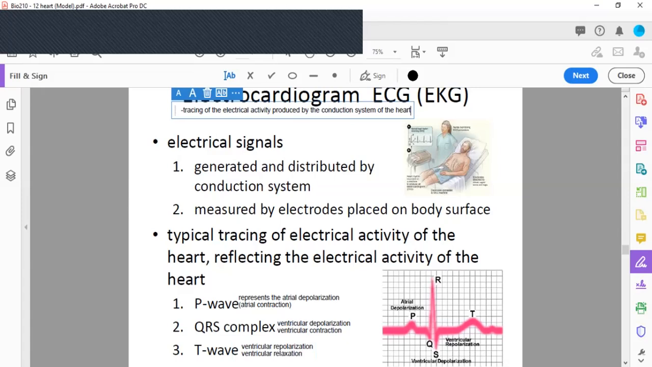So let's go to EKG once again. It is a tracing of the electrical activity produced by the conduction system of the heart. What that means is that the electrodes are placed on the body and they collect all these signals produced by the conduction system of the heart, and they transmit the signals back into the machine, and the machine collects all the signals and generates the tracing of the EKG.